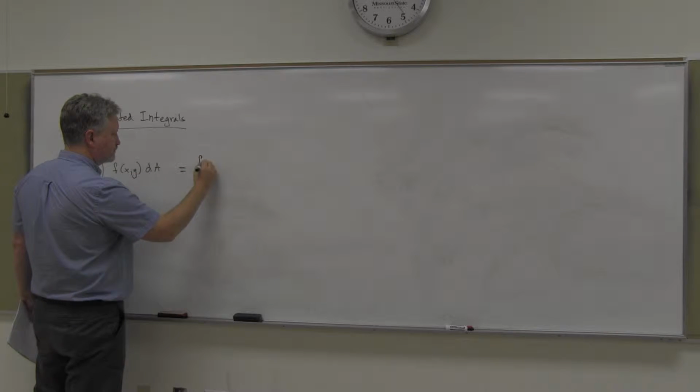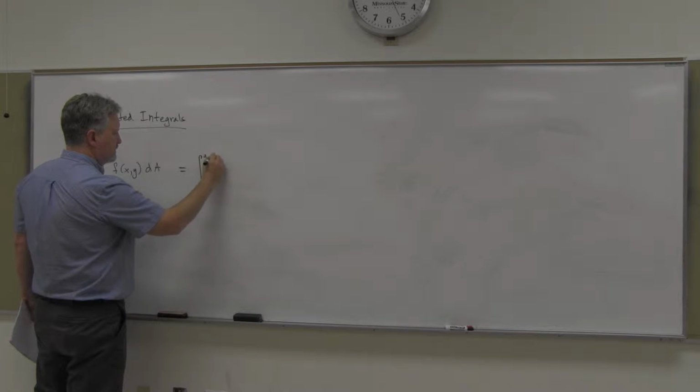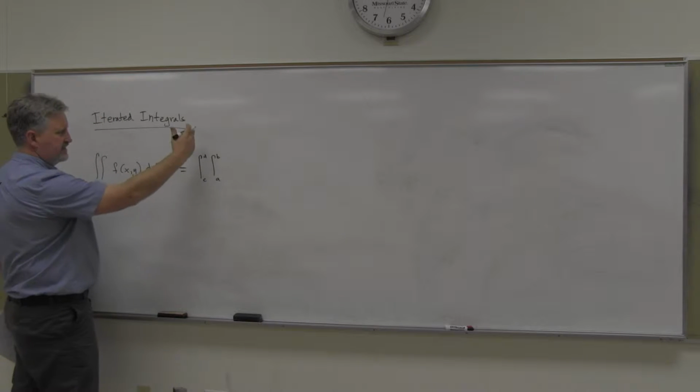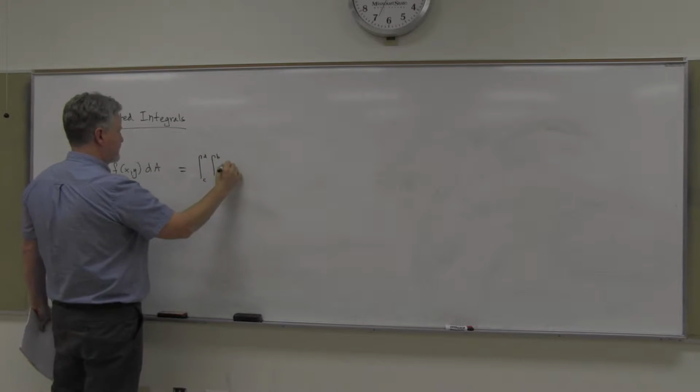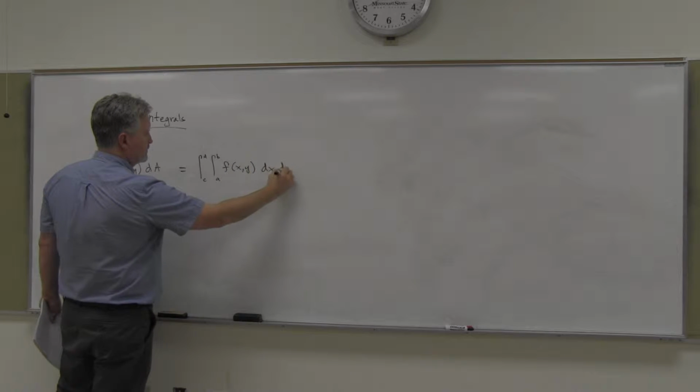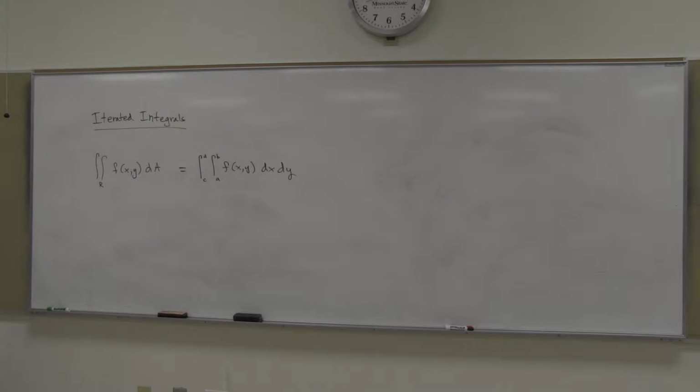Let me just put in some upper and lower limits here. So I've got C to D on one of them, A to B on the other. So here's how we're going to evaluate this double integral that we said was the volume under a three-dimensional shape between the z value and the xy plane. This is one way to do it.